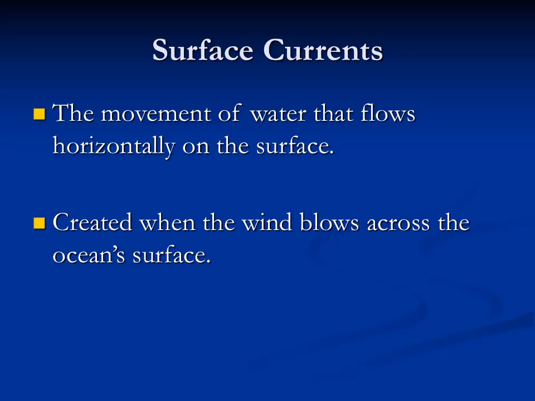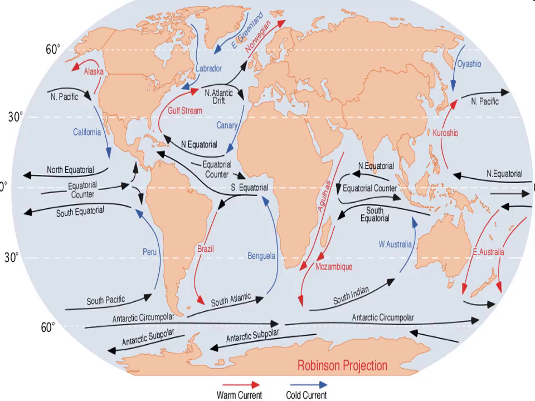Surface currents is the movement of water that flows horizontally on the surface. So when the wind blows across the ocean surface, it creates a current on the surface. It's like if you blow across the top of a glass of water, it moves the water. That's exactly what's happening with the wind. And these are surface currents that happen as a result of wind, primarily just wind. So you can see the blue coming towards the equator and the warm red coming from the equator towards the poles.